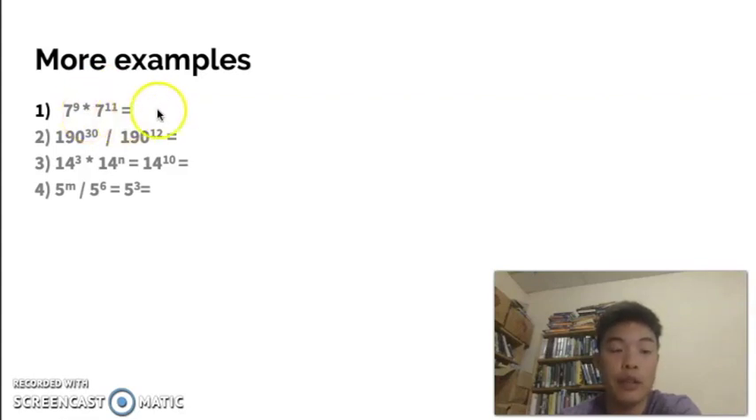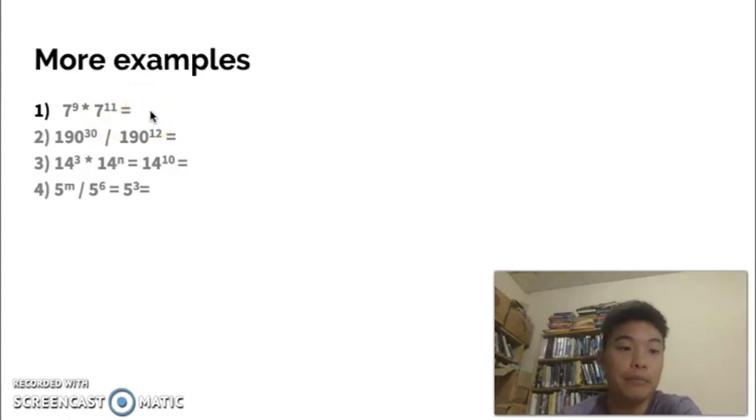So we know that b to the power of m times b to the power of n equals b to the power of m plus n. So what we are going to do is add m plus n, 9 plus 11, to get 20. So the answer we should get would be 7 to the power of 20.